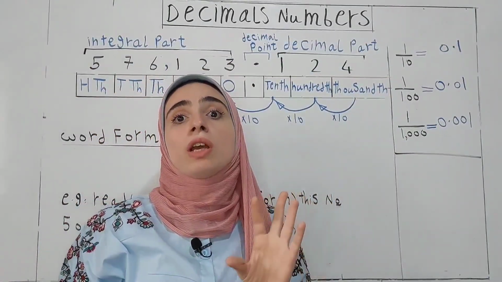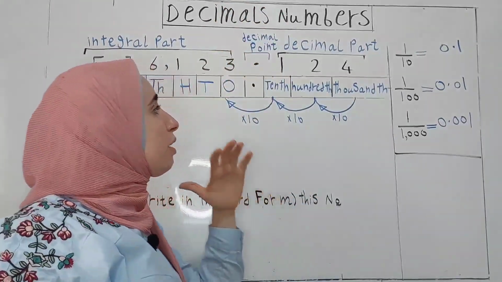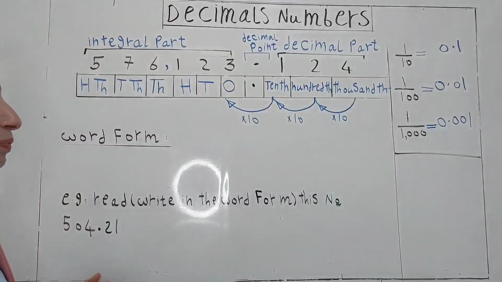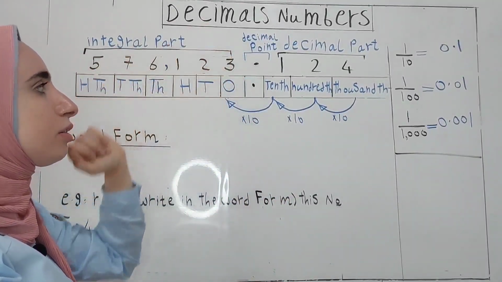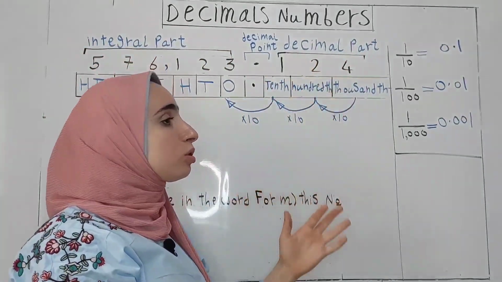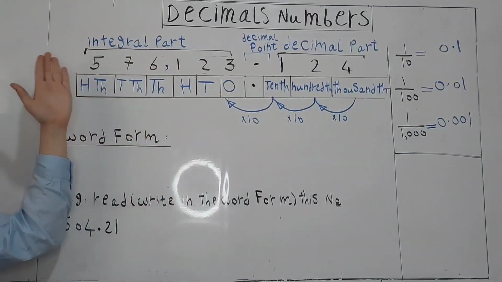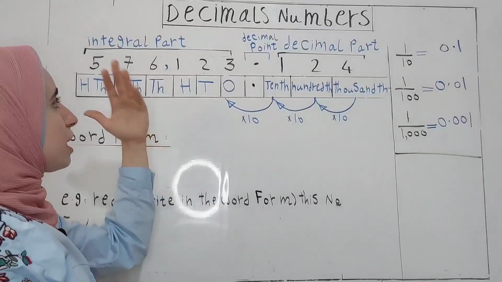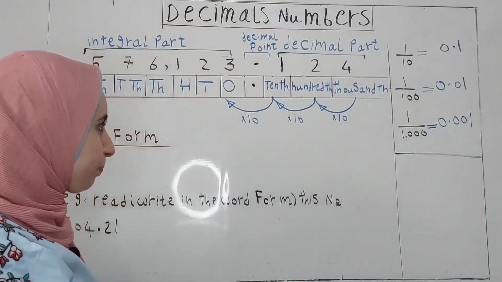In today's lesson, we are going to study decimal numbers. Let's say we have this decimal number. In the middle, we have the decimal point, and on the right, we have the decimal part or the decimal digits, and on the left, we have the integers, or integral part, or whole numbers.